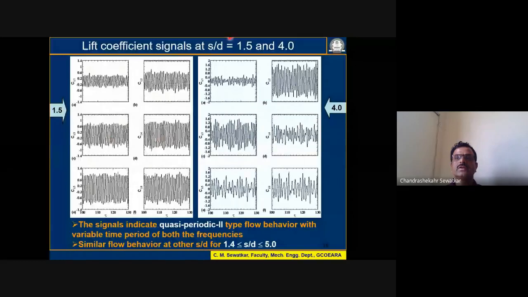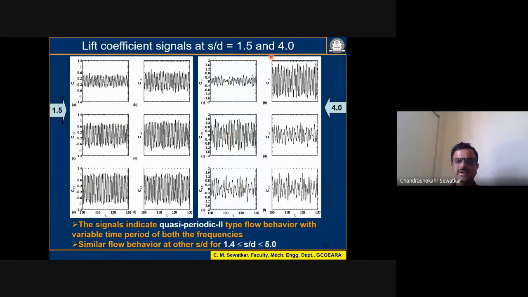When I go ahead with S by D equal to 1.5 and 4, these are the results shown for 1.5 and 4, but we have done the simulation for S by D equal to 2 also. In all these simulations, the Reynolds number is kept at 100. So we have worked with a fixed Reynolds number to begin with. You can see the signal is highly modulated, but still it is periodic. And such kind of flow, we named it a quasi-periodic 2 type of flow.